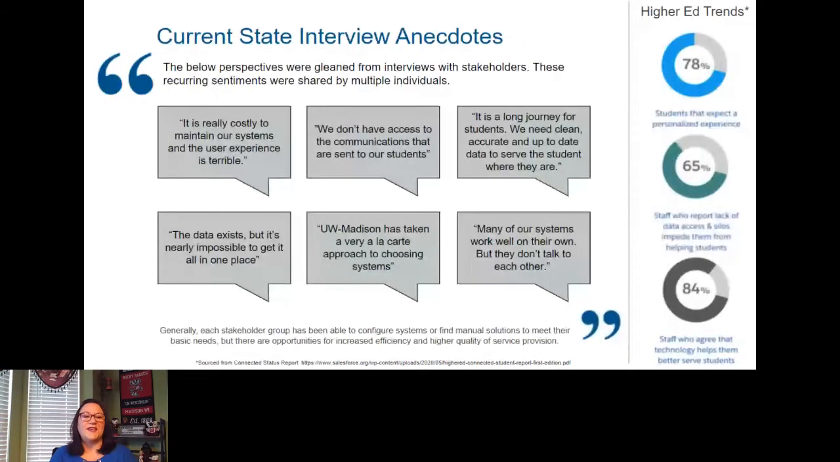The same thing that we have been talking about since 2018. It's a long journey for students. We need clean, accurate, and up-to-date data to serve the student where they are. Many of our systems work well on their own, but they don't talk to each other. The data exists, but it's nearly impossible to get it all in one place. I don't think we're unique in this. I think a lot of you out there are probably experiencing the same thing.